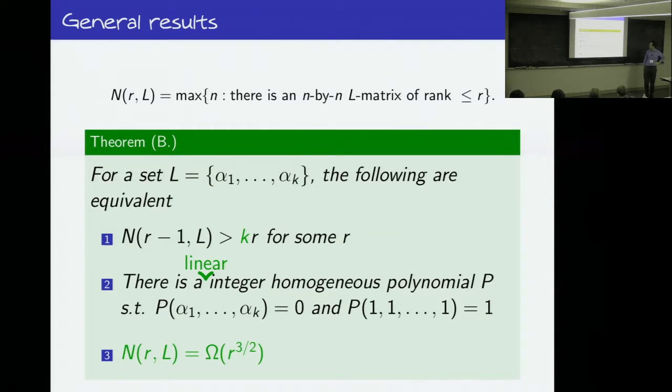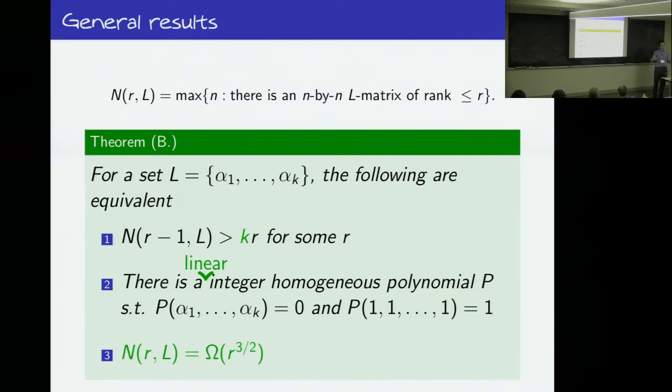This is a condition of superlinearity. So again, I indicated in green the changes from the previous statement. It's very similar. First of all, the first condition now says that I can find a matrix which is approximately k times bigger than the rank, where k is the number of entries in L. And once you can find such a big matrix, the polynomial is not just an arbitrary polynomial; it's a linear polynomial.